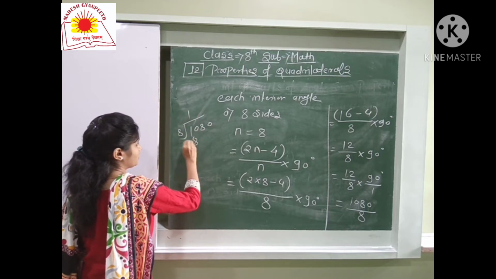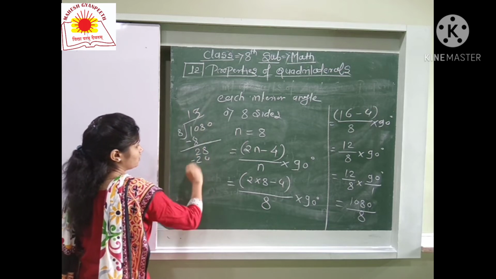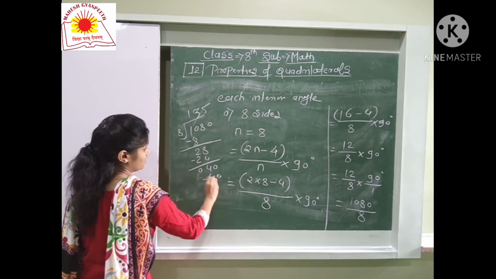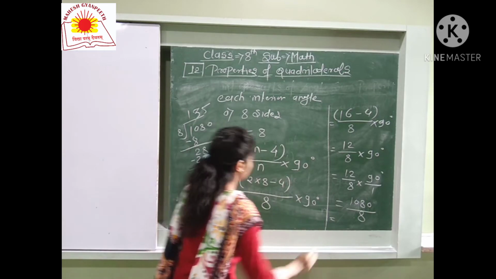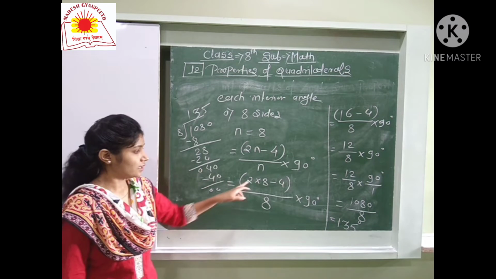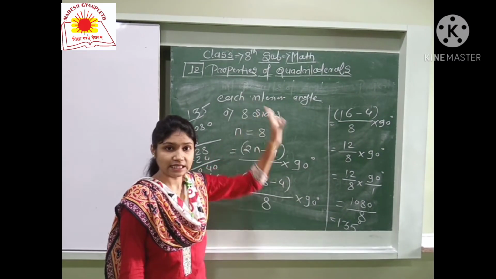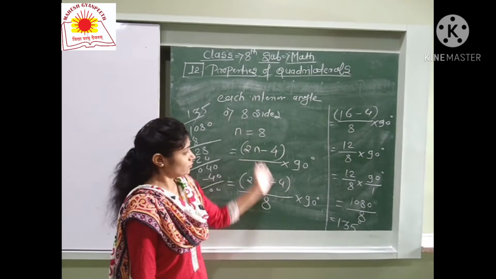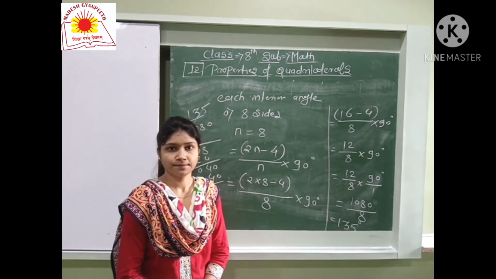8 minus 2 is 6, and 6 times 3 is 24, 0, 5, 40. Okay, so what is the angle? It is 135 degrees. So what is the answer? 135. We have to find out which angle? Each interior angle. Understand, students? When you are given the number of sides, then you have to find the angle using this method and solve. Okay.